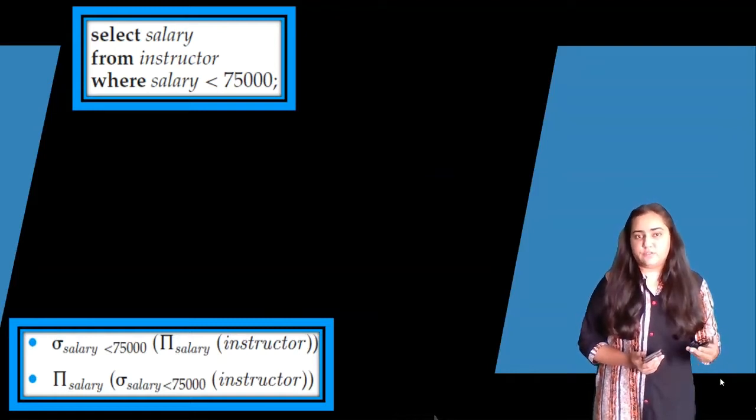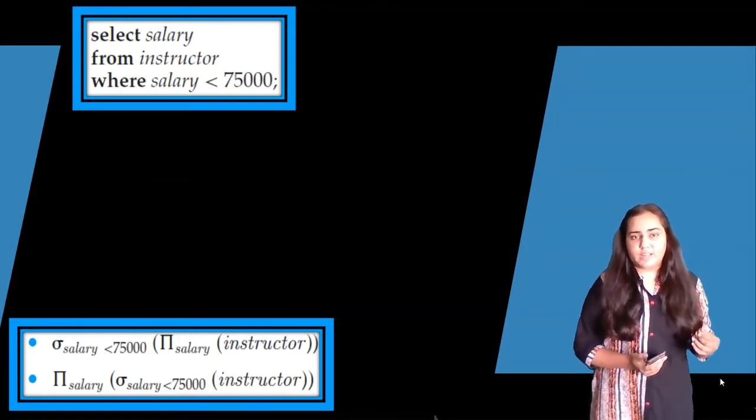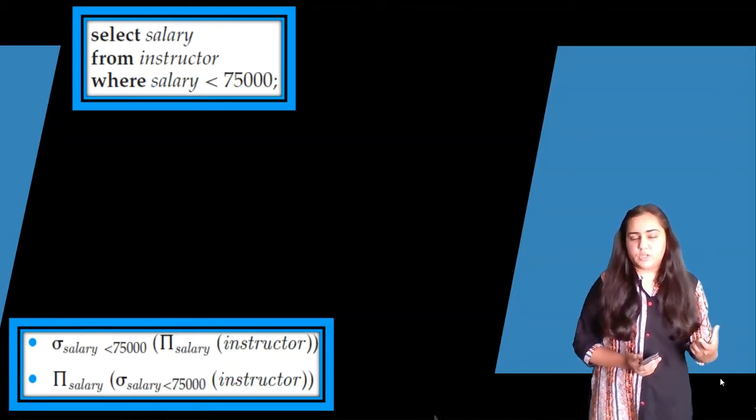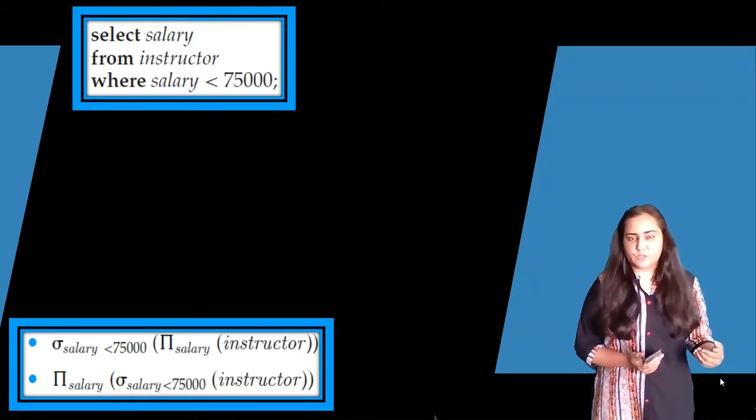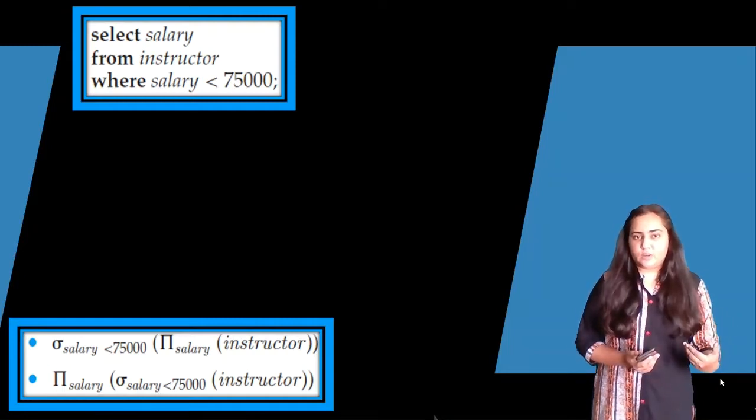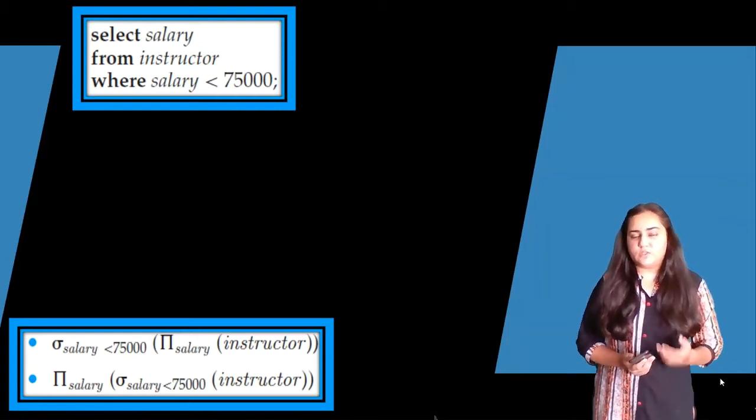I have two choices. The first choice is writing the sigma operation, which eliminates certain rows from my table in this manner. I will write sigma salary less than 75,000, and then in bracket, I will mention pi salary and from the instructor relation. So notice that in the second option, I have interchanged pi and sigma. So I have taken pi first, which means salary column, and after that, I have applied the condition that is sigma on the instructor relation.